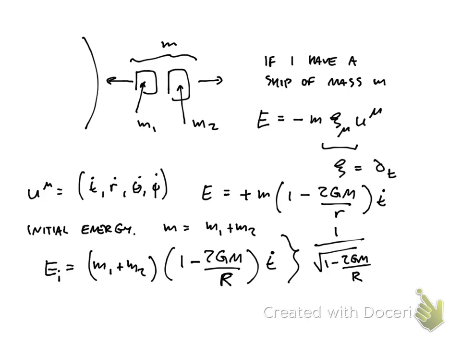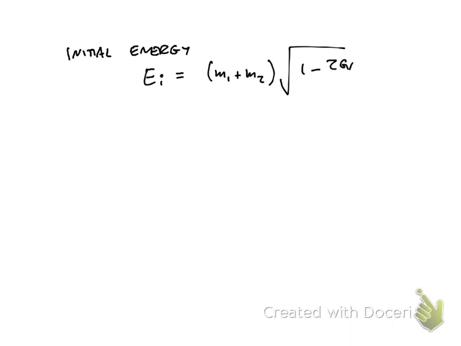And let me put a subscript I on the E because it's the initial energy. So this thing here is t dot at early times, at the initial time. Now if I put all of this together, what I find is that the initial energy E_I equals exactly (m1 plus m2) times the square root of 1 minus 2GM over R. Okay, so that's the initial energy.